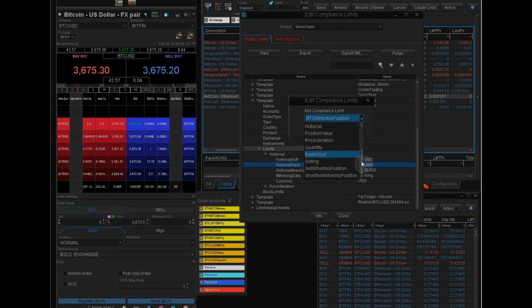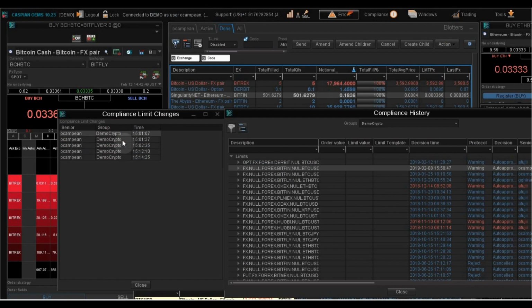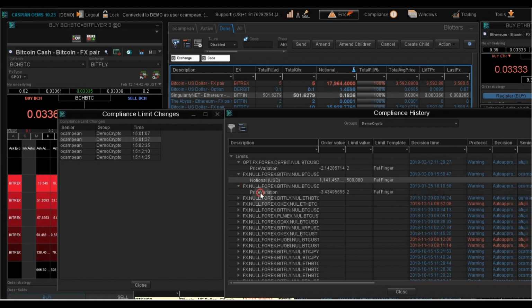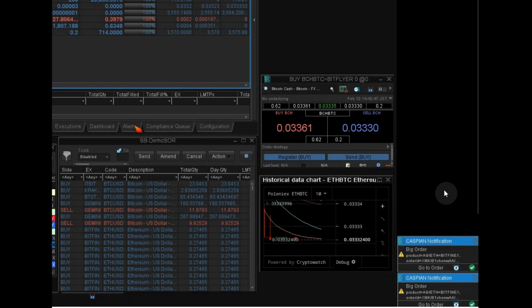In addition, a full audit is kept of any changes done to limit definitions themselves, and a record of all limits that were triggered, as well as what action was then taken, is also kept. Limits proactively and preemptively help avoid a huge range of mistakes, but Caspian doesn't stop there.